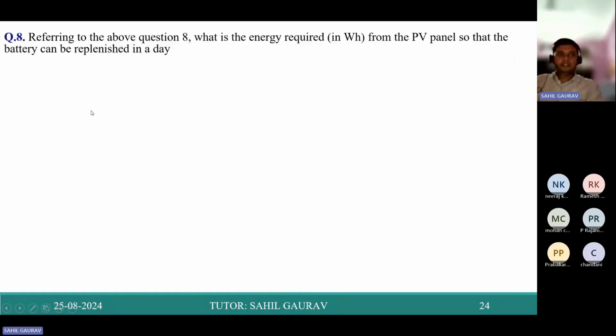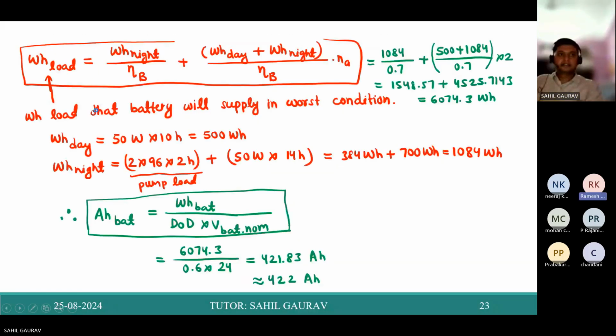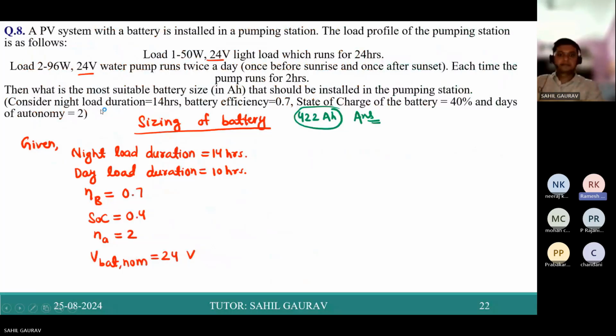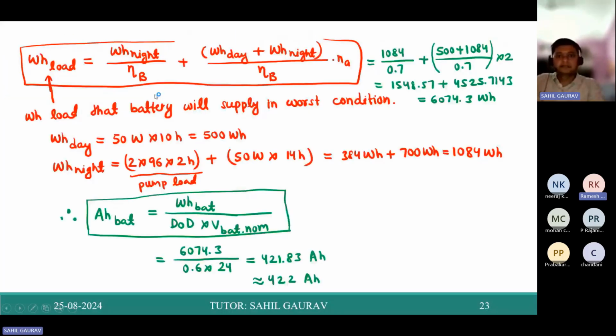So again, coming to the question, sir, one more question. Yeah. What is the meaning of autonomy? So the days of autonomy are the days in which the PV is not providing the power. All the power will come from the battery. So in the normal days, during the day the power is coming from the PV, while in the night, the power is coming from the battery.